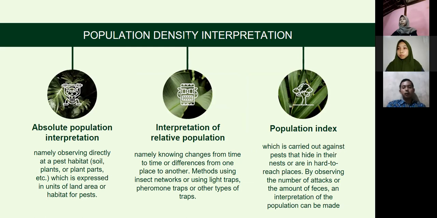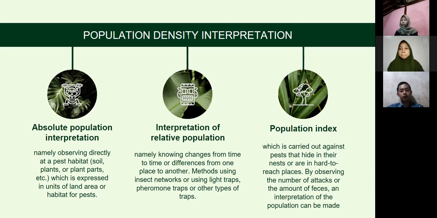Population density interpretation. One, absolute population interpretation, namely observing directly at a pest habitat or soil, plants, or plant spread, etc., which is expressed in units of land area or habitat for pests. Two, interpretation of relative population, namely knowing change from time to time or difference from one place to another.